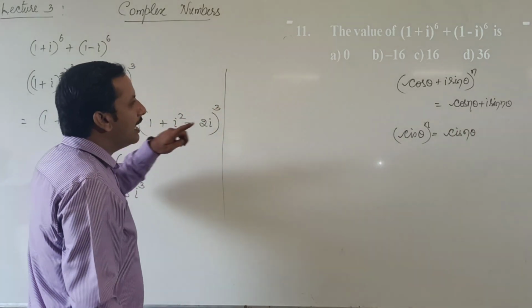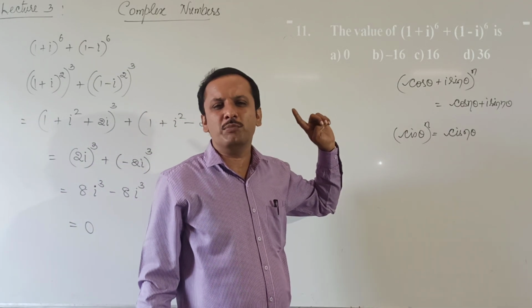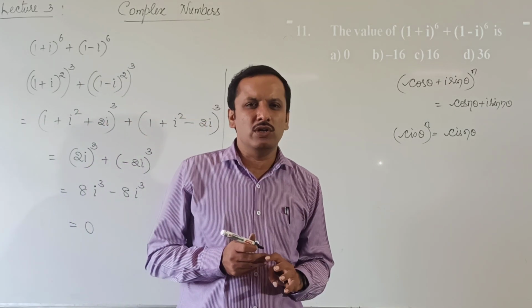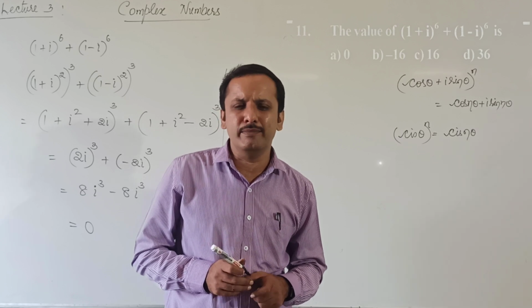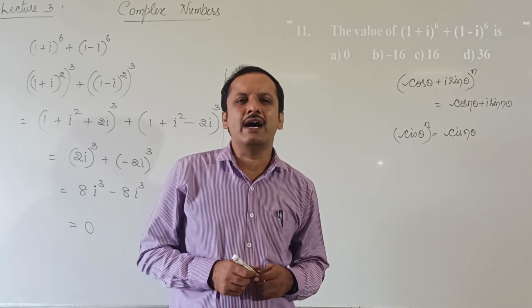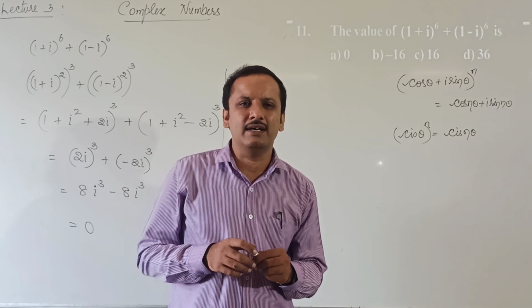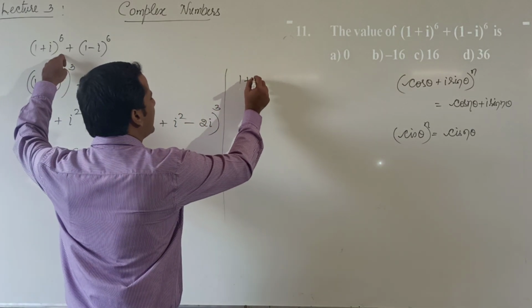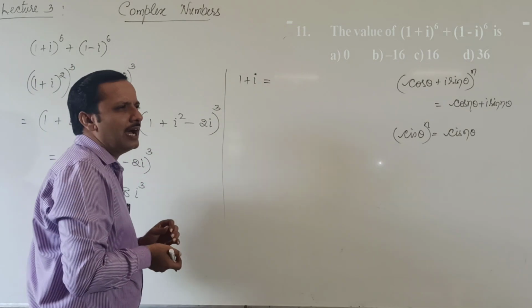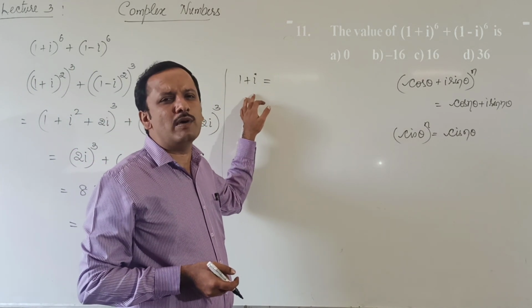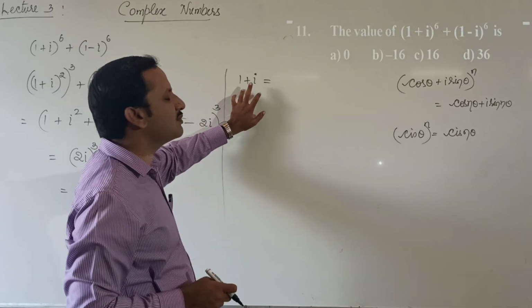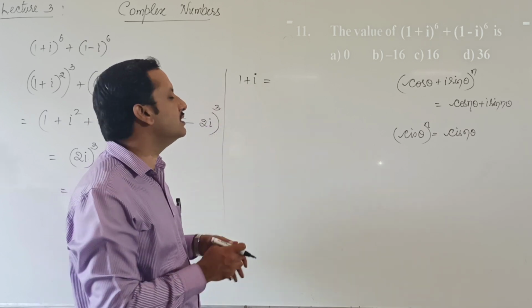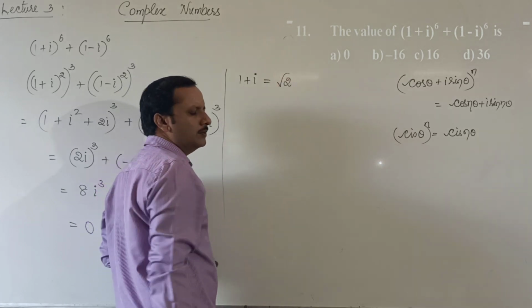Okay. So for that, I have to ensure that both the complex numbers are in polar form. 1 + i, in polar form, how do we write? If r is the modulus and θ is the amplitude of a complex number, then we write the complex number as r(cos θ + i sin θ). That is a polar form or modulus amplitude form. So for this 1 + i, what is r? The modulus is given by root of x^2 + y^2. In this complex number, x is 1 and y is 1. So root of 1^2 + 1^2, which is root 2. So modulus is root 2.